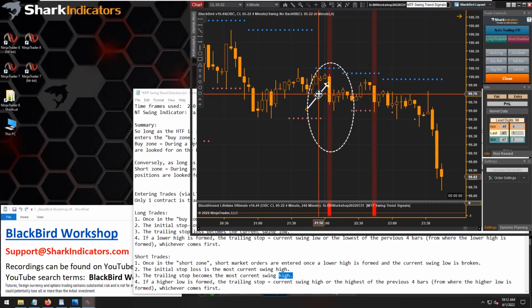So when this short signal occurs, a short signal is only going to occur after we get a lower high.